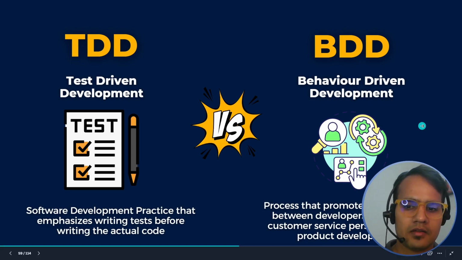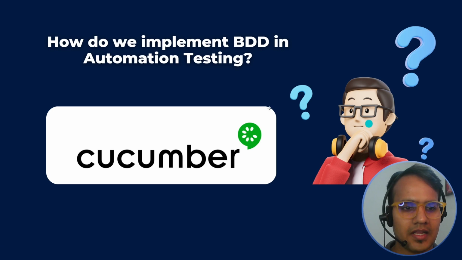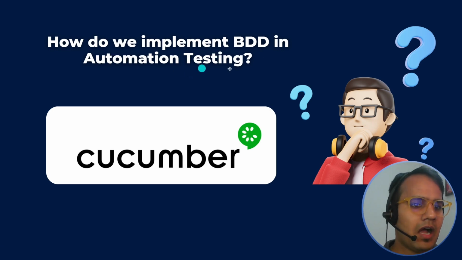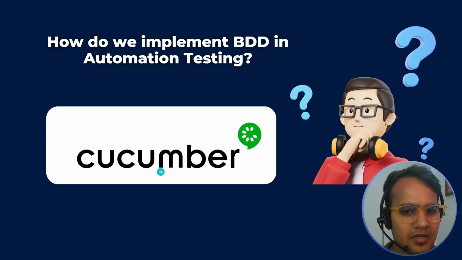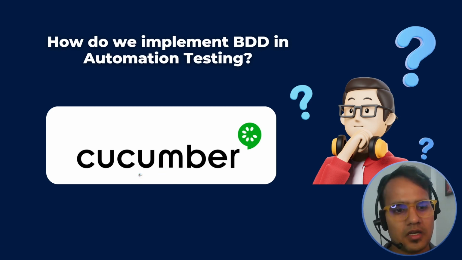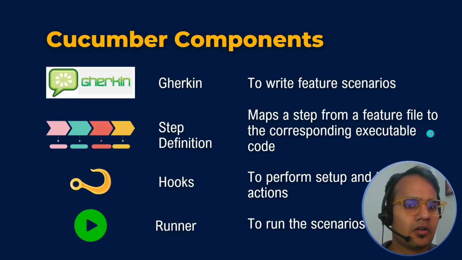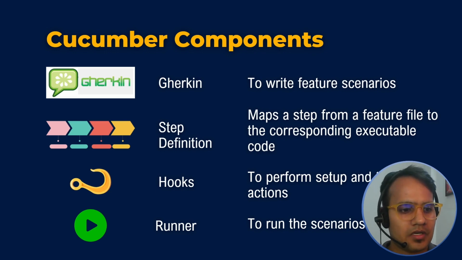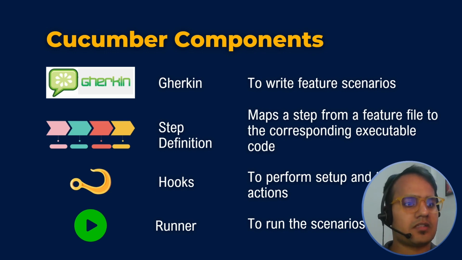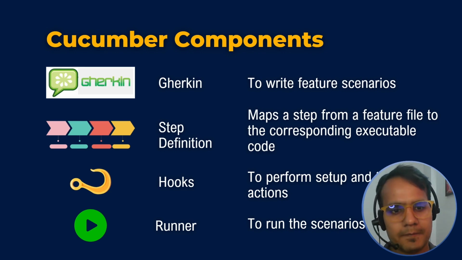So let's move ahead. Next is, how do we implement BDD in automation testing? Again, I said this is done using Cucumber. If we are using Java, then Cucumber is one tool through which we can implement BDD. Next, what are the Cucumber components? Of course, in this particular series, we will also create this whole Cucumber framework.